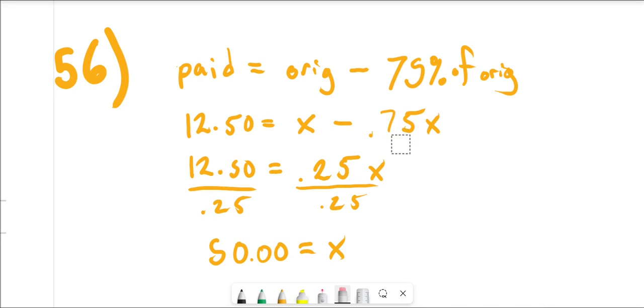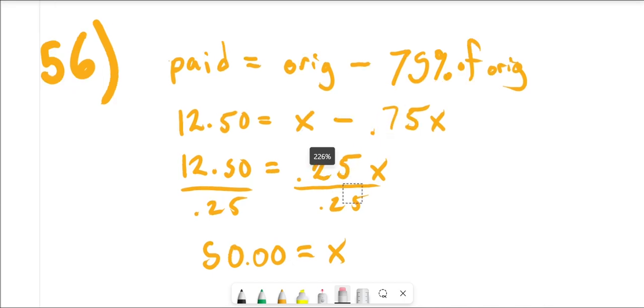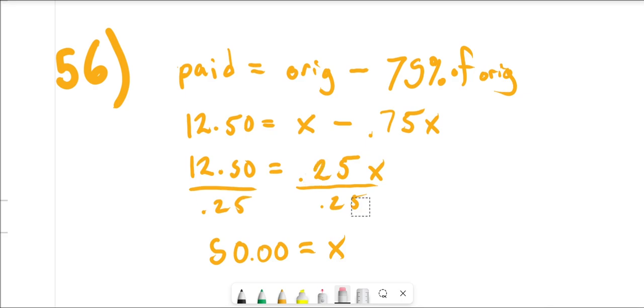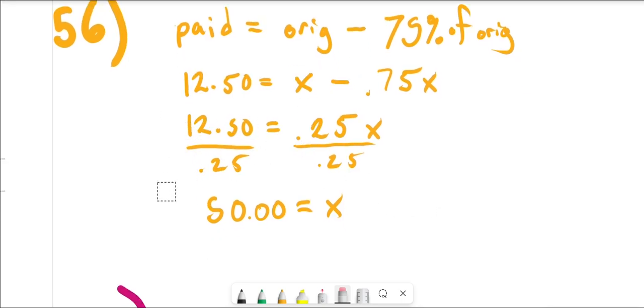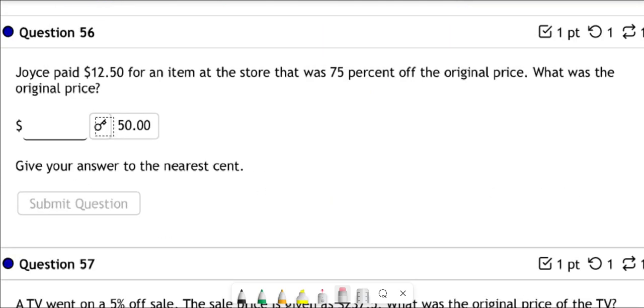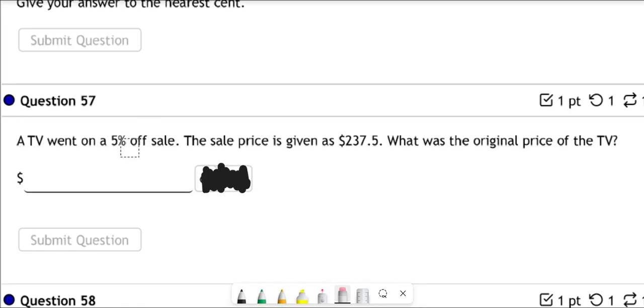Then you can take the difference here, x minus 0.75x. Well, 1x minus 0.75x is 0.25x, or 1/4. And dividing by that on both sides gives 50 from 12.5 divided by 0.25. That's 50.00 if you want it rounded to the cent. So if you paid $50 for something originally, but then they got rid of 75% of the price, the new price would be $12.50.